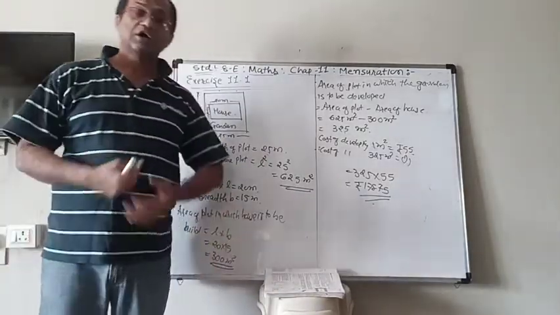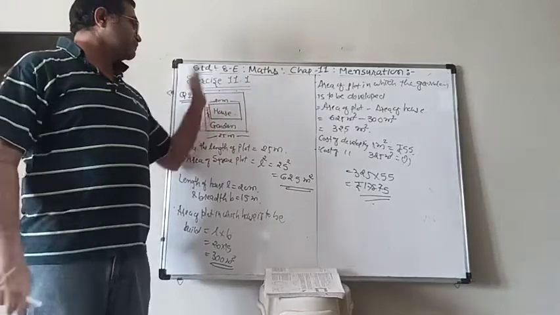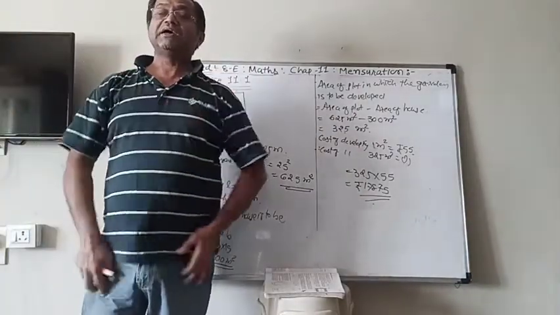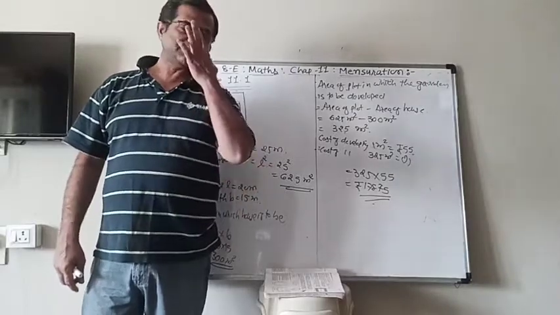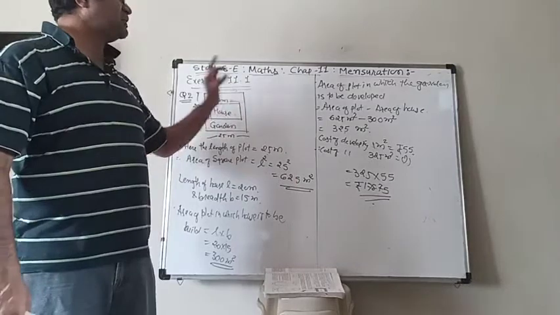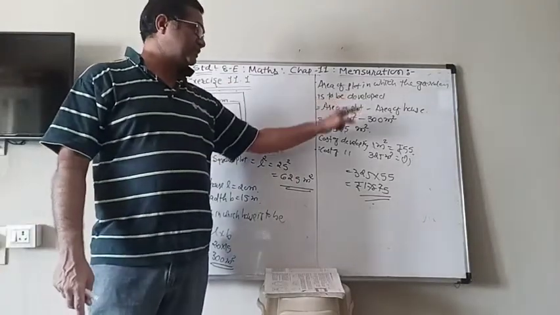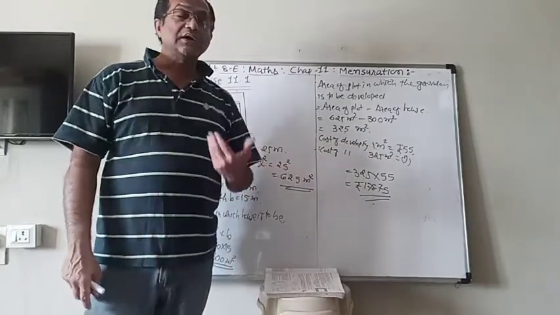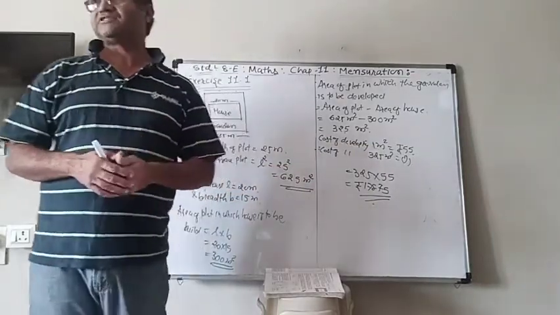So the cost of developing the garden in this area around the house will be rupees 17,875. So in this way we have to find the whole area of the plot, then the area in which the house is to be built, then subtract to get the area in which the garden is to be developed, and then multiply it by 55 to get the final answer of the cost.